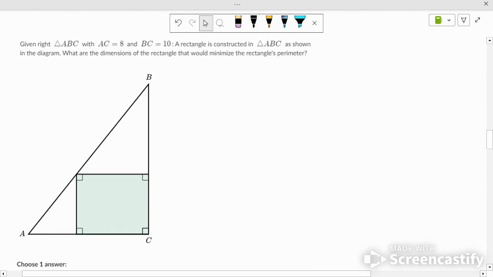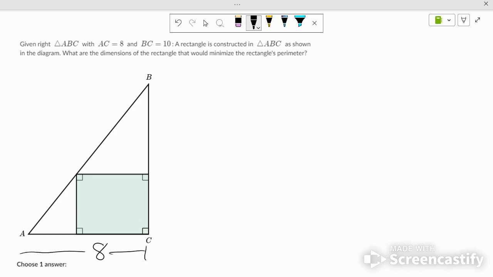Given triangle ABC with AC equaling 8, BC equaling 10, a rectangle is constructed and shown in the diagram. What are the dimensions of the rectangle that would minimize the rectangle's perimeter? All right, so let's make the rectangle x by y. The rectangle's perimeter would then be 2x plus 2y, correct?